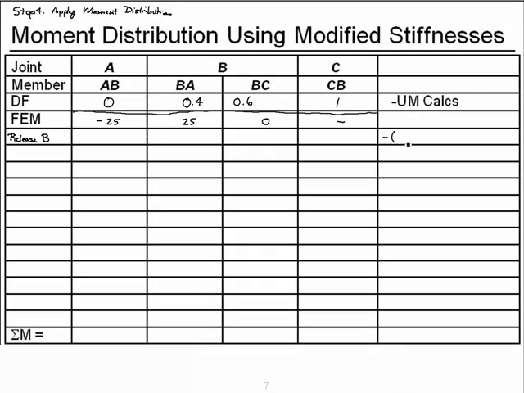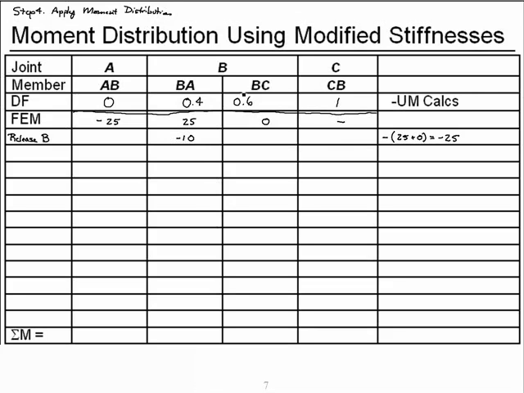I need my unbalanced moment, and then I reverse the sign so I can distribute it. And at node B, we have a 25 plus 0, so we have negative 25 kilonewton meters that must be distributed according to these percentages. So I take my distribution factor 0.4 times the negative 25, and I get a negative 10 for the moment distributed back into member BA.